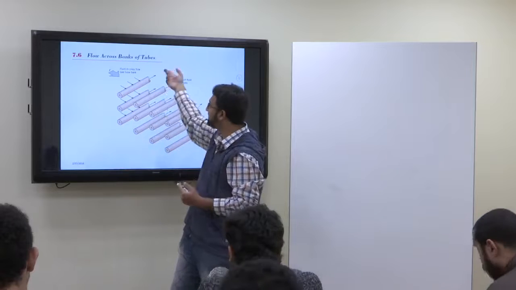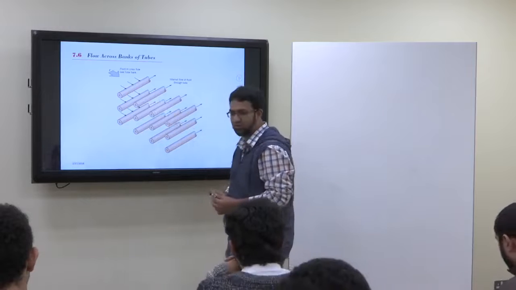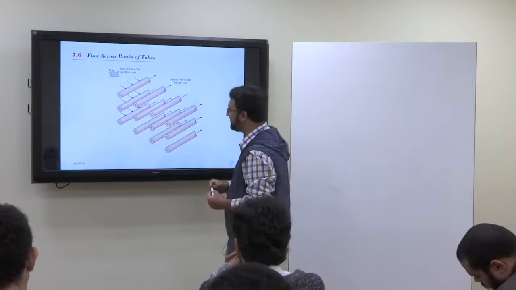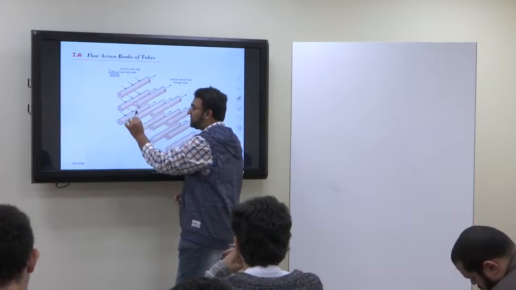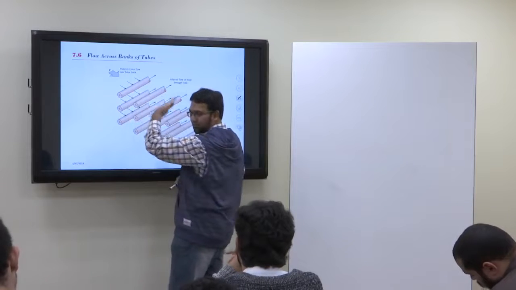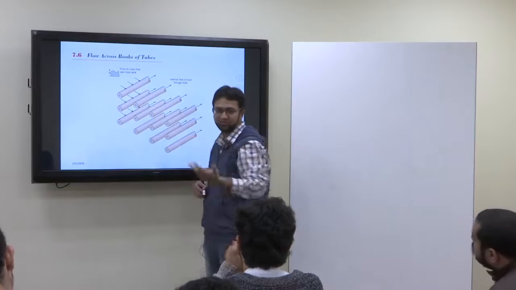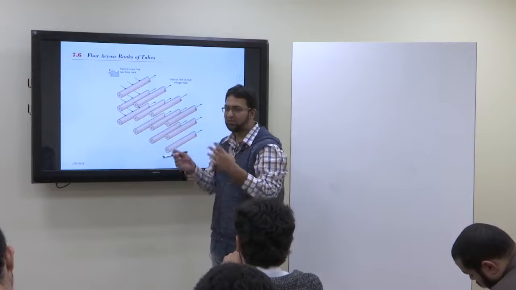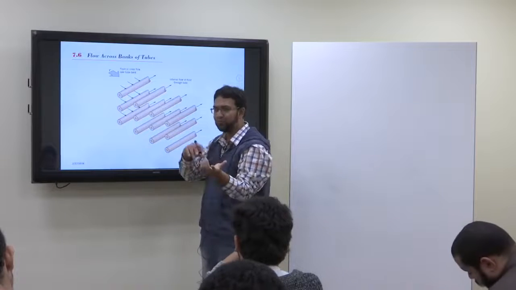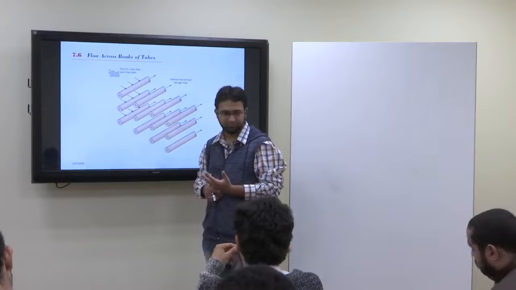So flow across the bank of tubes. We have many tubes here. Normally, in the tubes we have a fluid flowing, and outside we have another fluid flowing in the cross direction. Obviously, if there is a temperature difference, heat will be transferred from one fluid to the other through the tubes. Is it clear?